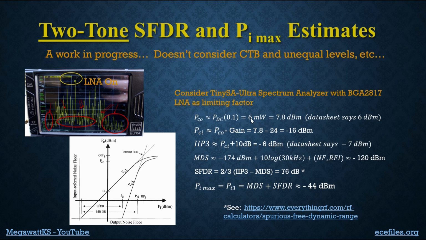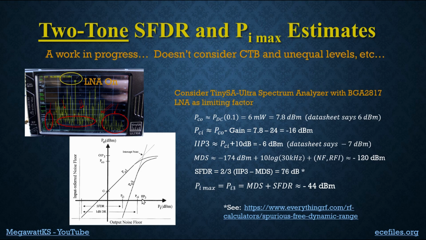at it this way. Now, the input compression point is the output compression point minus the gain. That's easy. Using the 7.8 dBm value, that would be 7.8 minus 24, which is about minus 16 dBm. So that would be this value right here on this fancy graph.